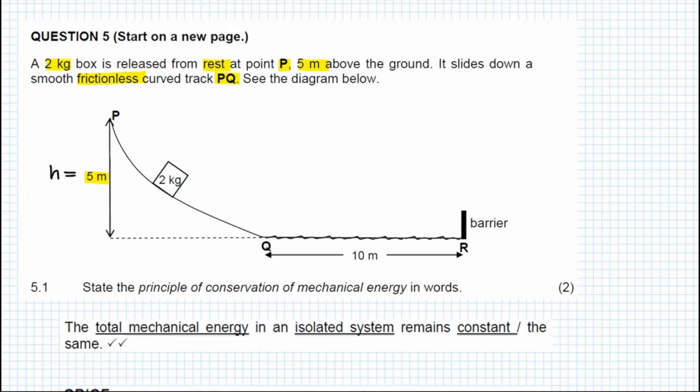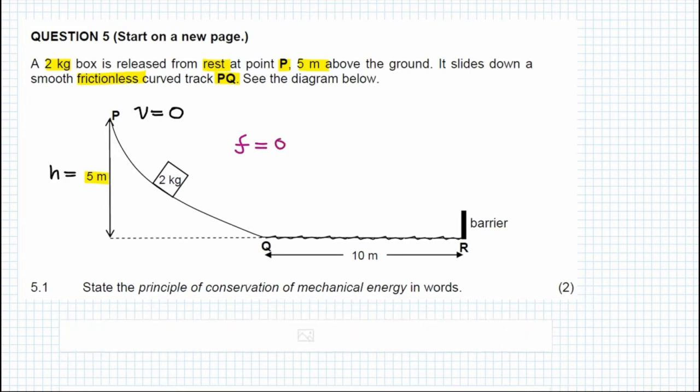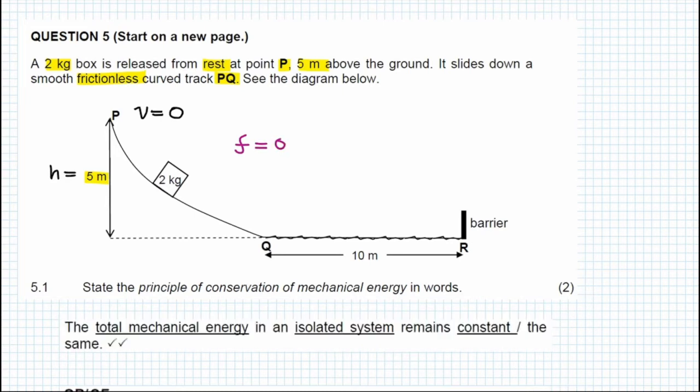We know that at P, the box is at rest, so its speed and velocity is going to be 0. There is no friction, so friction acting on the block here is going to be 0. And you're going to see in a moment that this means that we are welcome to use the principle of conservation of mechanical energy. Because remember, we can use the principle of conservation of mechanical energy in an isolated system, one where the non-conservative forces are not doing any work, and that is the case over here.